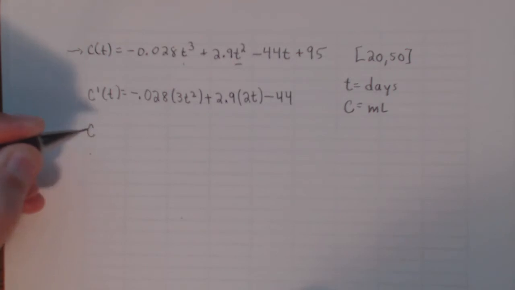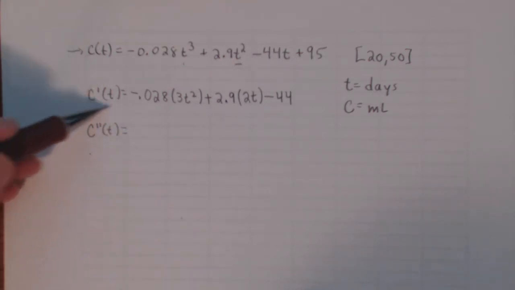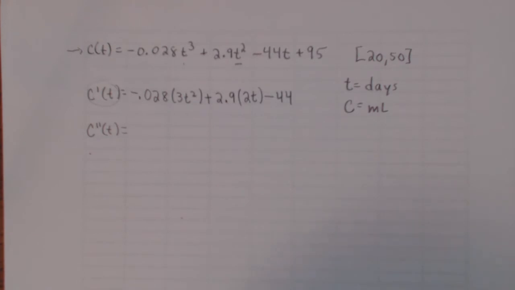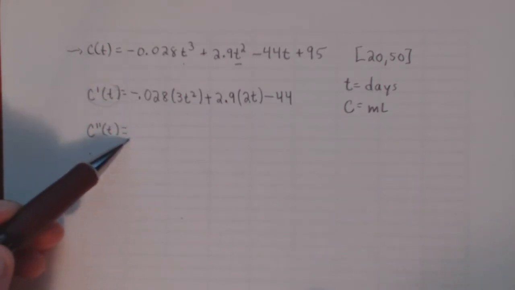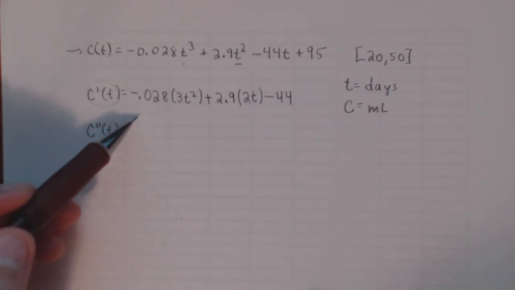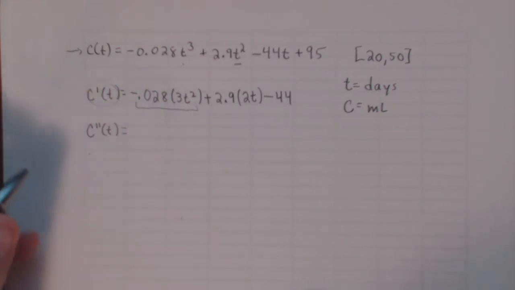And then if I want to find the second derivative, it is the derivative of the first derivative. So I just look at this derivative and I take the derivative of it, and now I have this term, and this term has two constants now.